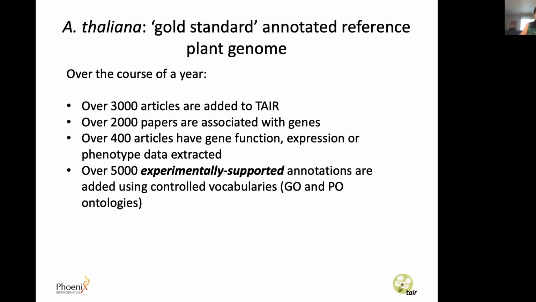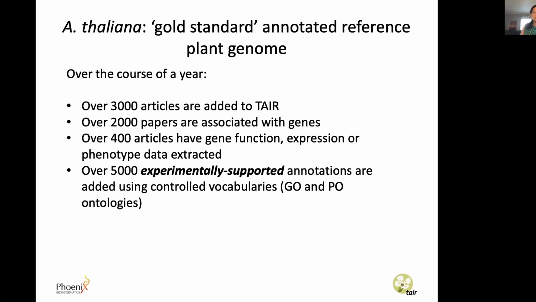Working in Arabidopsis, we know that we are working in an organism that is used as a gold standard. It's used as a reference for other plant genomes. What you may not know is that over the course of a year, over 3,000 articles are added to TAIR, and then about 2/3 of those are linked to one or more genes by a curator. We review those associations between the papers and the genes, and that's what shows up on the list of references if you go on the individual locus pages.